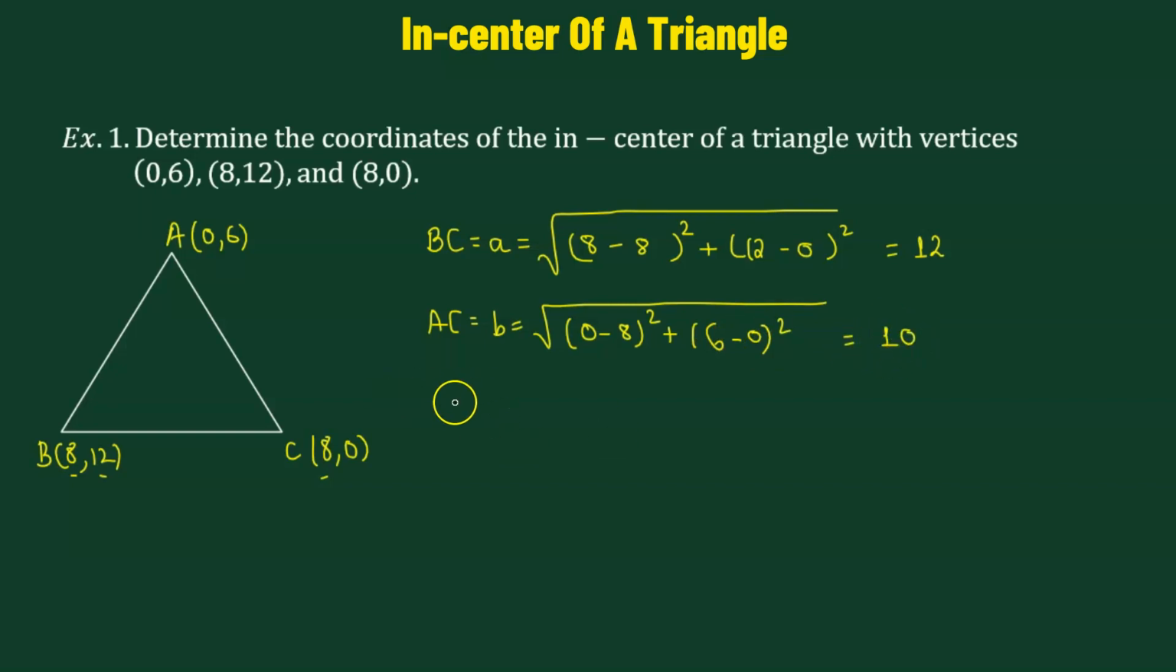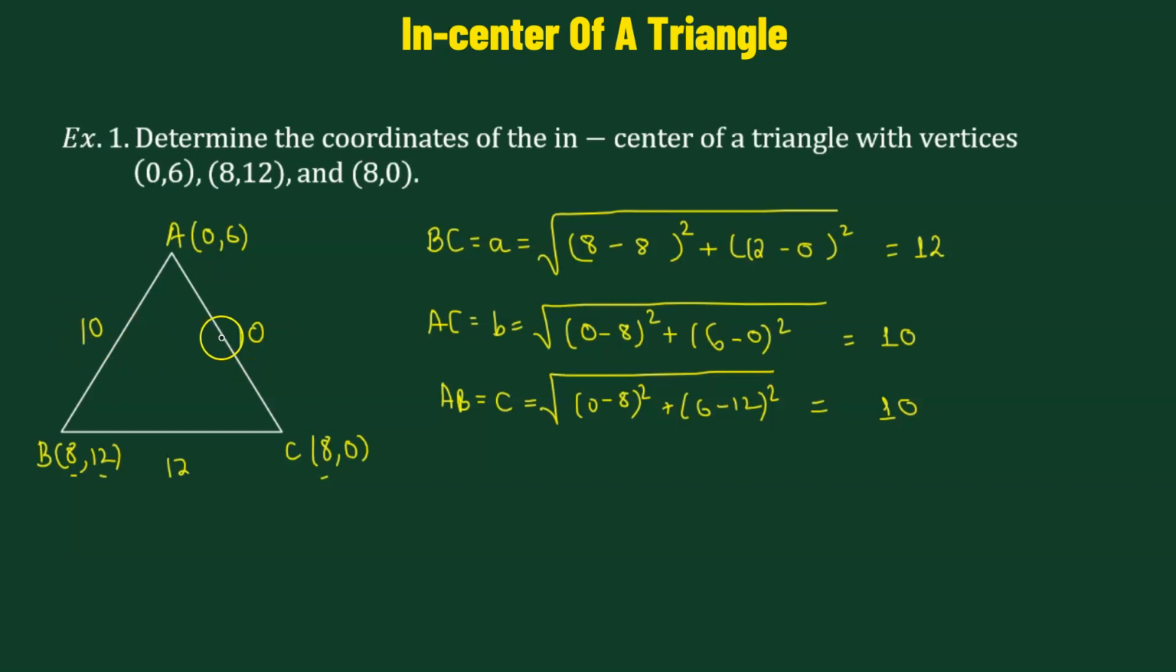Then we have the third side AB. So AB is going to be equal to the length c. So that's the side opposite to angle C. And by using the distance formula, we have 0 minus 8 whole squared added to 6 minus 12 squared. So this is also going to give us a length 10. So now we have the length of each of the sides of the triangle. So we get 12, 10, 10.